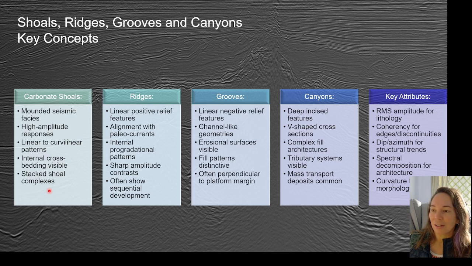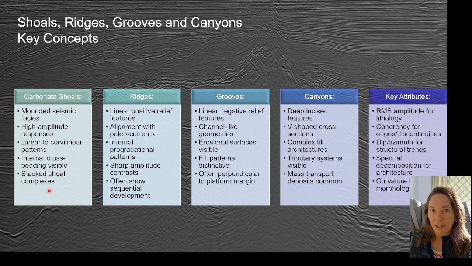Just as a summary, since I only went through a few examples, some of the things you want to look for in carbonate shoals are mounded seismic facies. You'll expect high amplitude responses, those linear or curvilinear patterns. You may be able to see, depending on the resolution of your seismic, internal cross-bedding, and those shoals can be stacked complexes, so keep that in mind. With ridges, they tend to have a linear positive relief feature. They align with paleo currents. You could see the internal progradational patterns and a sharp amplitude contrast within them.